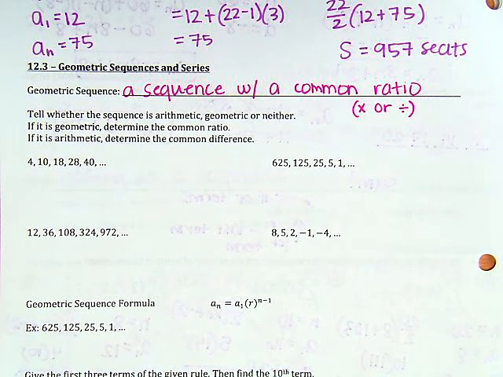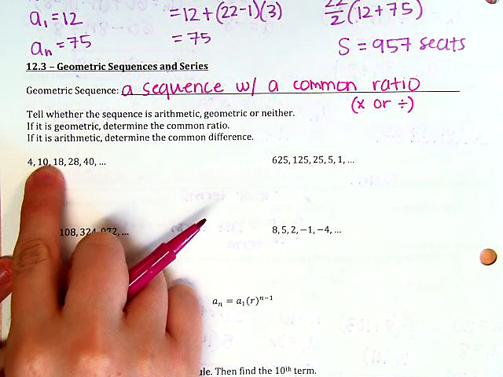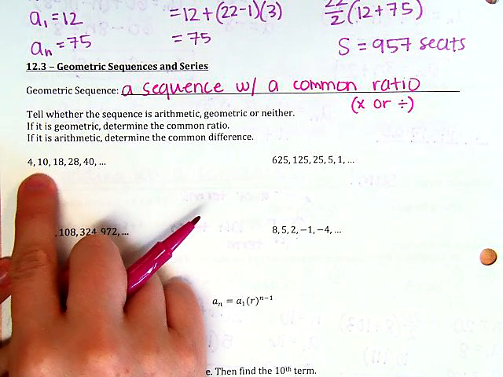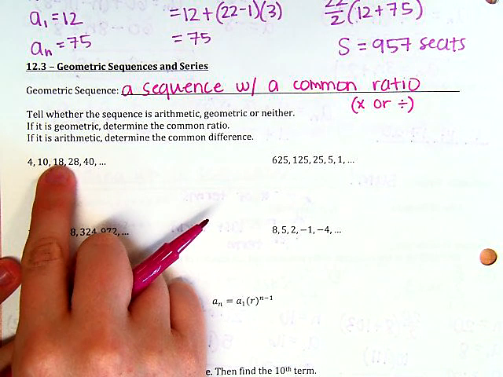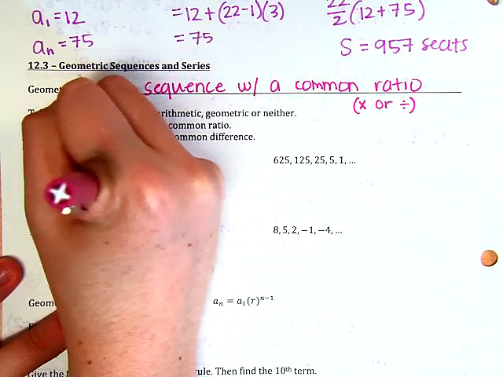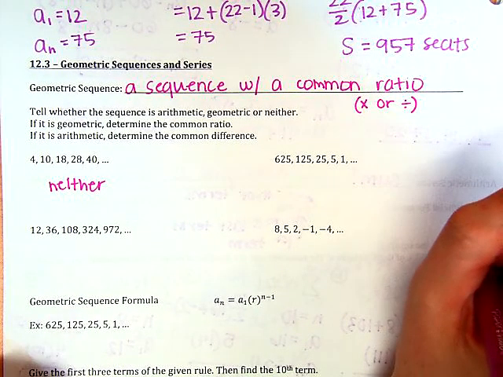One important skill with this is to be able to tell whether something is arithmetic or geometric, or neither, because there's neither ones too. So looking at the first one here, if I do adding, I'm adding 6, I'm adding 8, okay, those aren't the same. If I do multiplying, it's like 2.5, nope, that doesn't work. So this would be a neither situation.